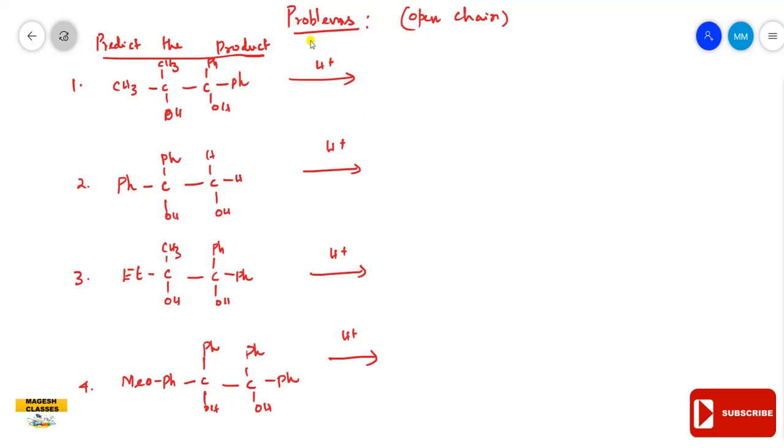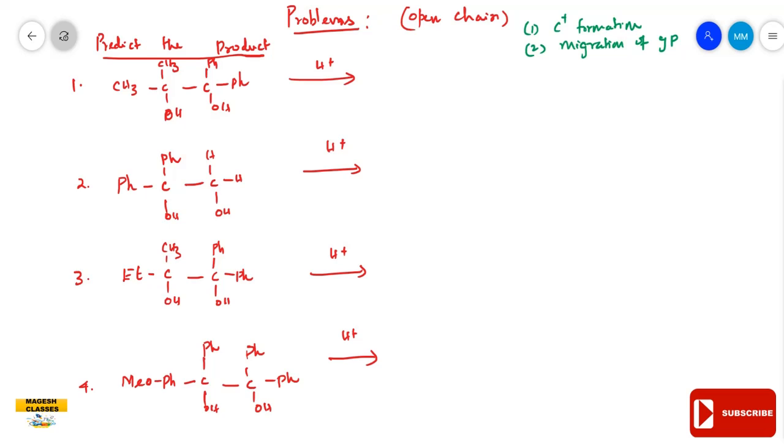Let us see some examples and problems in this area. The first one, predict the product, this type of pinacol. Here two methyl groups and two phenyl groups are present. To predict the product, you have to keep in mind two important points. One is the formation of the more stable carbocation, and the second one is the migration of the group. So which carbocation is formed first, then which group is migrated first.